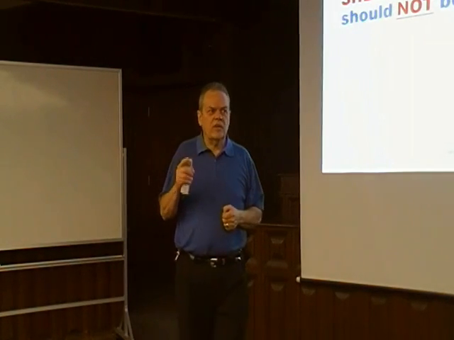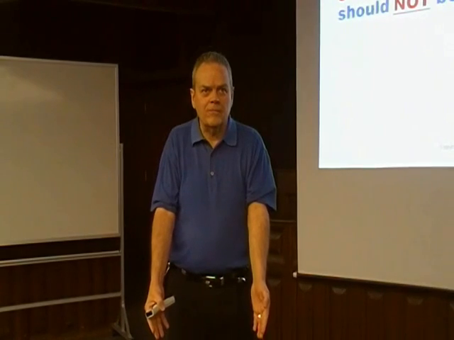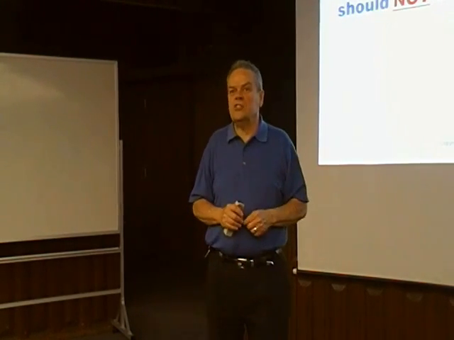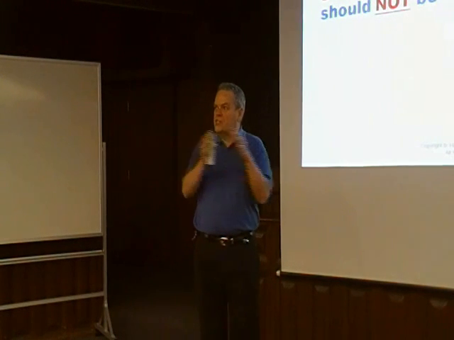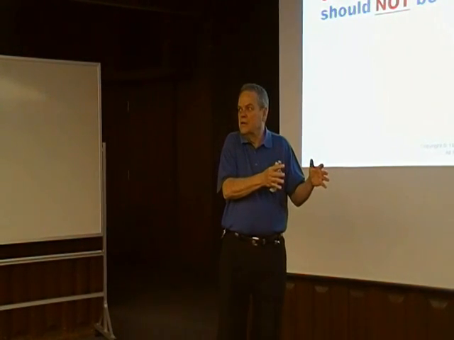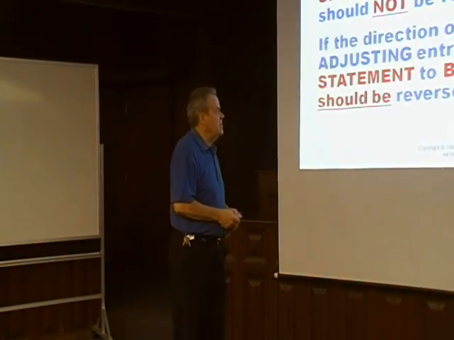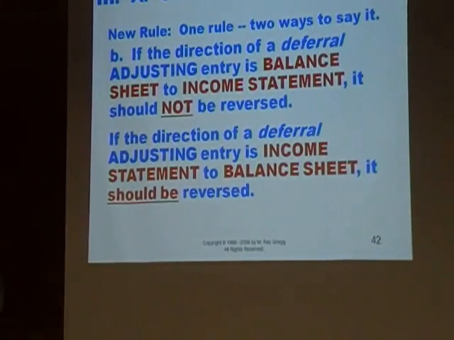Deferrals start with the exchange of cash. Because we exchange cash, something had to be written down. There's something on the books happening all the time that we're ignoring until we get up to the adjusting entry step. If the adjusting entry moves that item from balance sheet to income statement, you don't have to reverse it. But if you move that from income statement to balance sheet, it does need to be reversed. If the direction of an adjusting entry is income statement to balance sheet, it should be reversed. I thought I'd already uncovered that. Sorry.